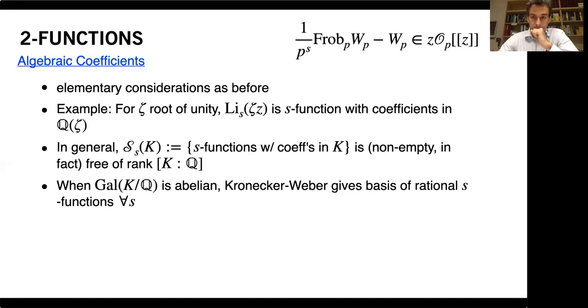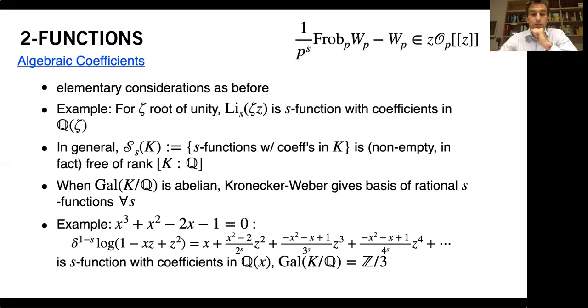So when you have an abelian extension, then you can get a basis by using the roots of unity. Here's an example, Galois group C mod 3. Well, that's an S function. So this is giving you an S function for any S. In general, I'd be happy with a basis of S functions.